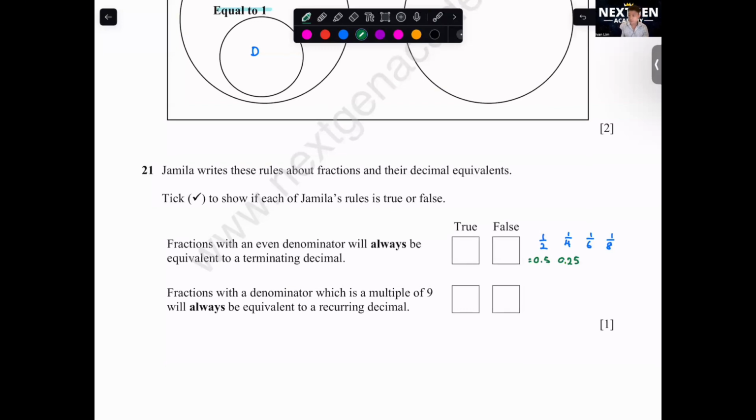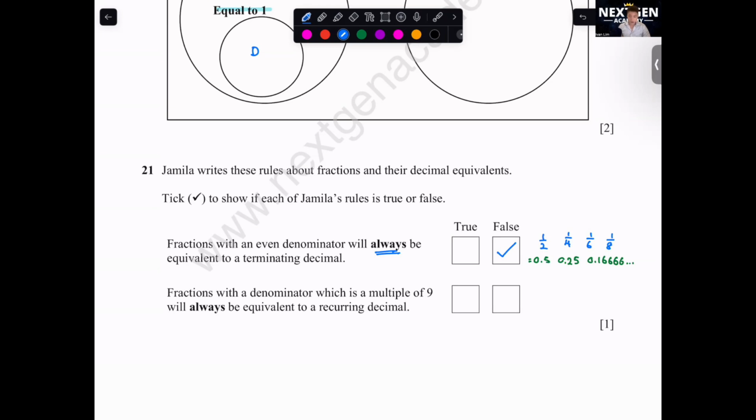Okay, 1 over 6. I want you all to go divide. 1 divided by 6, what do you get? Just go ahead and do a manual calculation. Do you get 0.16666? This one is a recurring decimal, right? So we don't need to calculate the others. 1 over 6 is not a terminating decimal. So this is false, since they say it is always equivalent. This one is wrong.